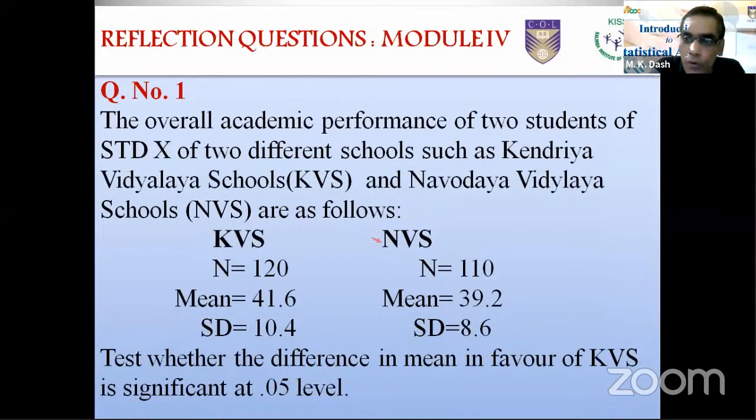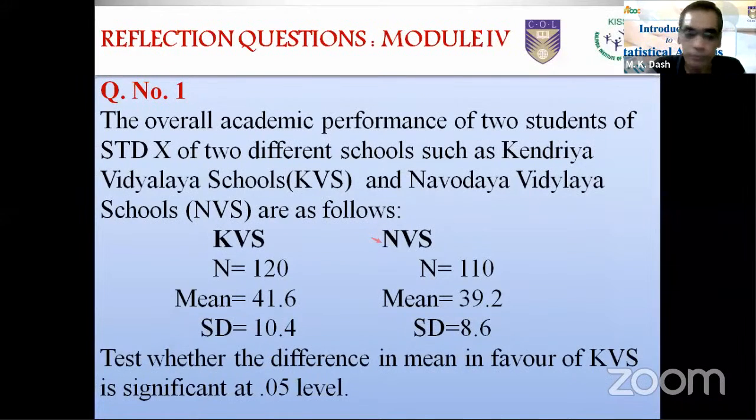Here in module 4, till now we had only one sample mean. Taking the sample mean, we were making a comparison with the population mean, whether it is significant or not. For one tail test and two tail test, we were doing it at different levels of significance, 0.05 level of significance, 0.01 level of significance.